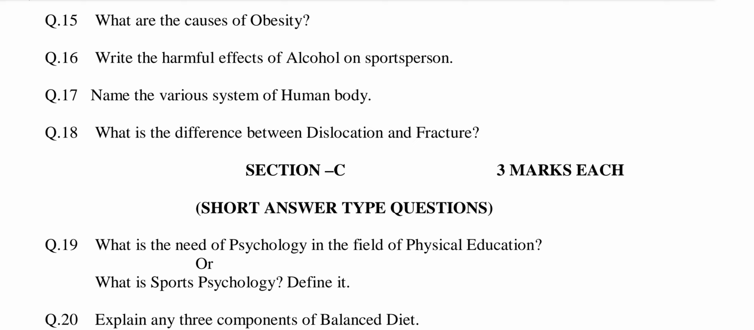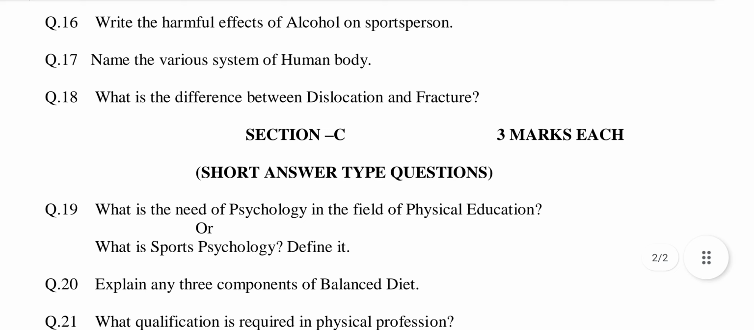Question number 16. Write the harmful effects of alcohol on a sports person. This question is related to chapter number 5, health and family education. The answer may be: few harmful effects of alcohol on a sports person are as listed below. Number 1, erection time decreased. Second, strength decreased. Third, speed decreased. Fourth, endurance decreased. 5, appetite decreased. Explain all these points in 2 to 3 lines.